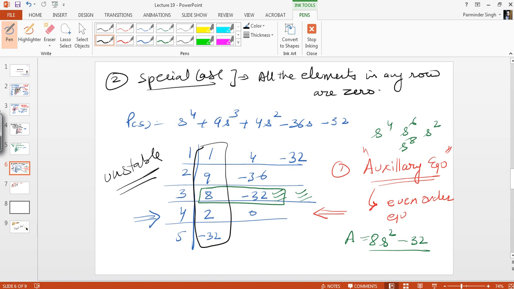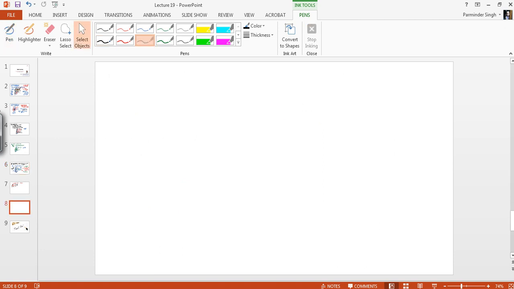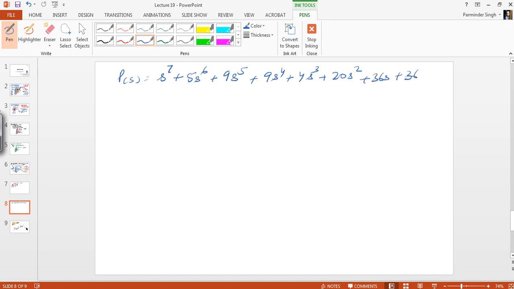Now let's take another example. Suppose I have a polynomial equation which is something like s^7 + 5s^6 + 9s^5 + 9s^4 + 4s^3 + 20s^2 + 36s + 32. Now let's find out the stability of this equation. We'll prepare an array.